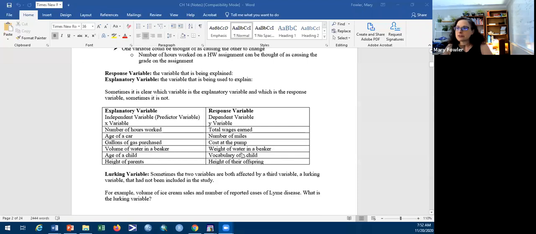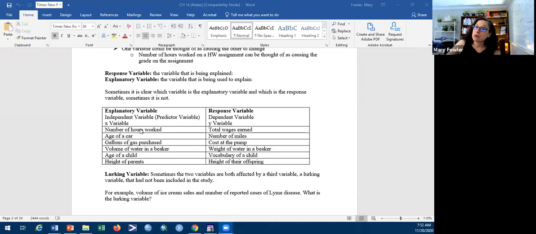And I have some pairs here: number of hours worked and total wages earned. Now, sometimes if you get paid per hour, then this might be an exact relationship, right? The number of hours you've worked times your hourly rate equals the total amount of wages earned.